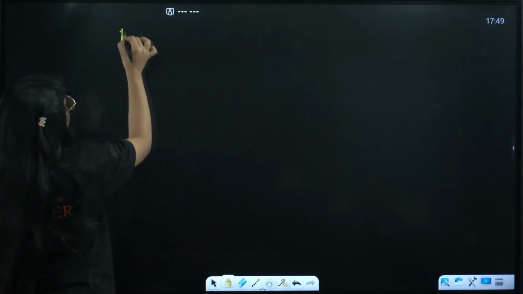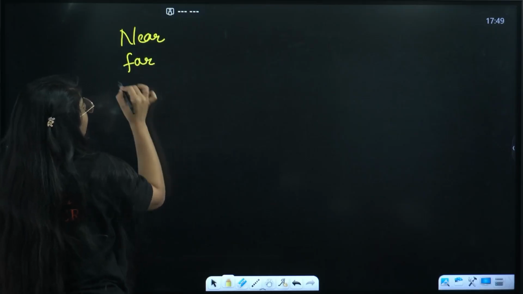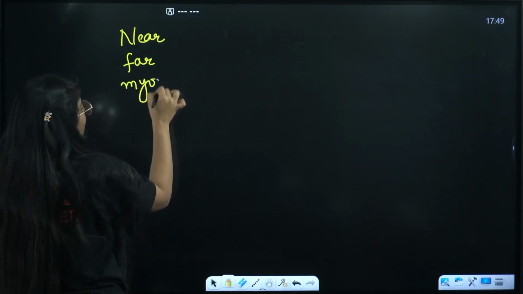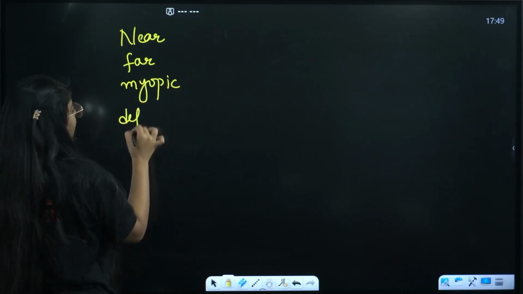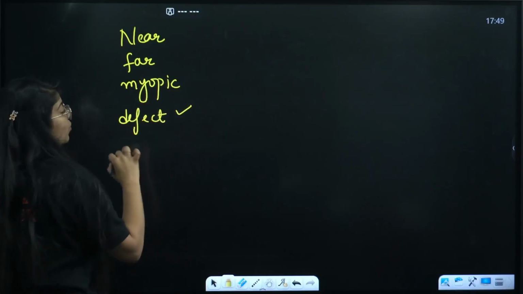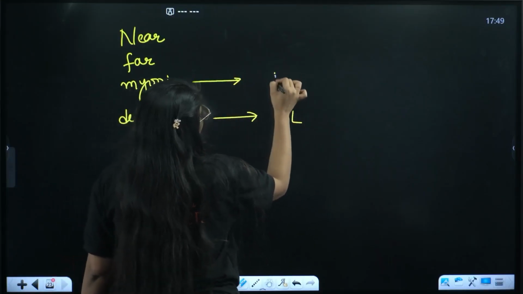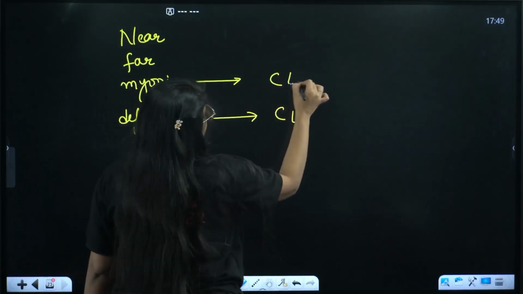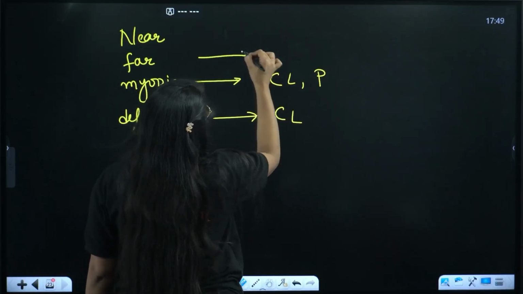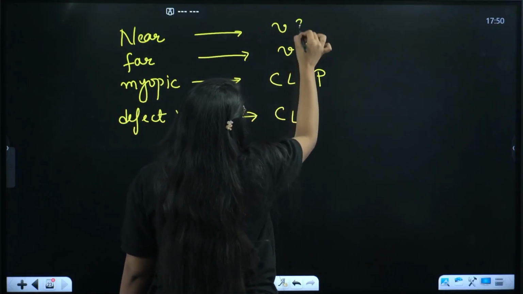What were the questions? The near point was given, and then the far point was given. It was given that it is a myopic eye. Then it was given whether the defect is hypermetropia or myopia. We had to find the corrective lenses. For myopia, we had to find the corrective lenses as well as the power. For far point, we needed to know what is V. For near point, we needed to know what is V.